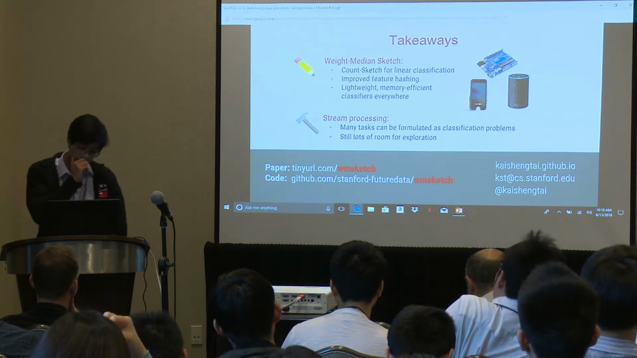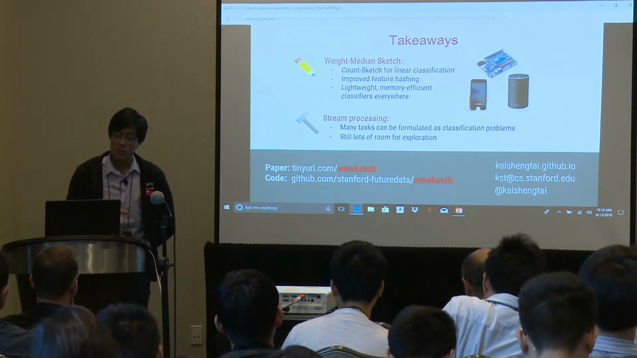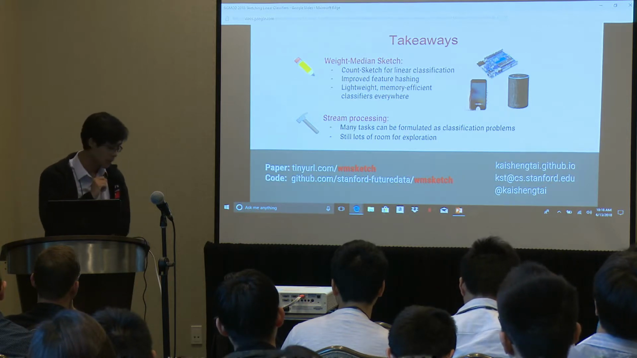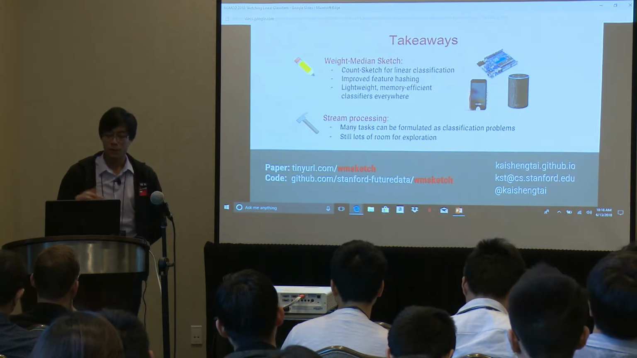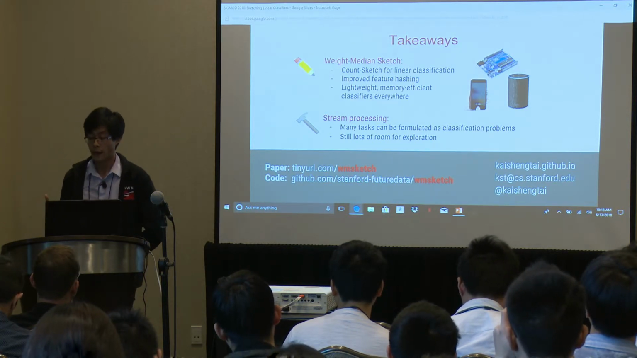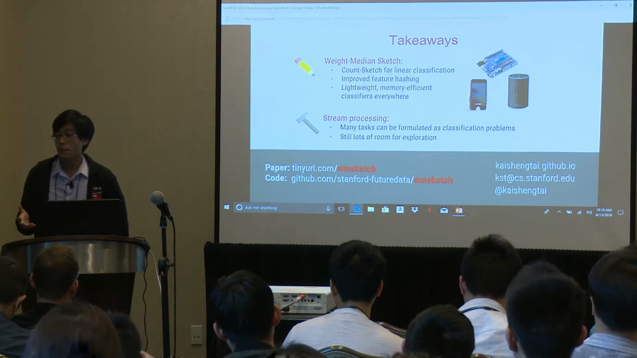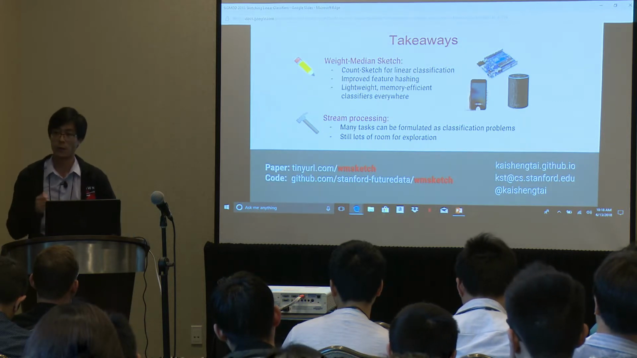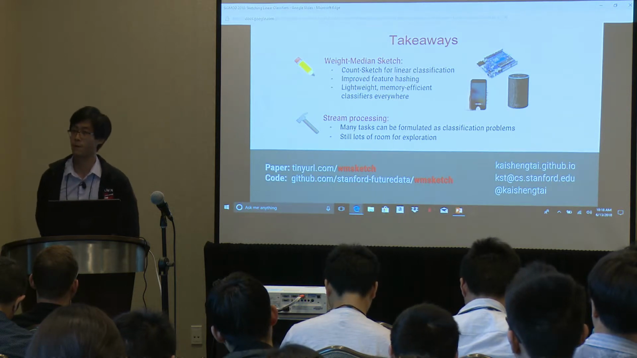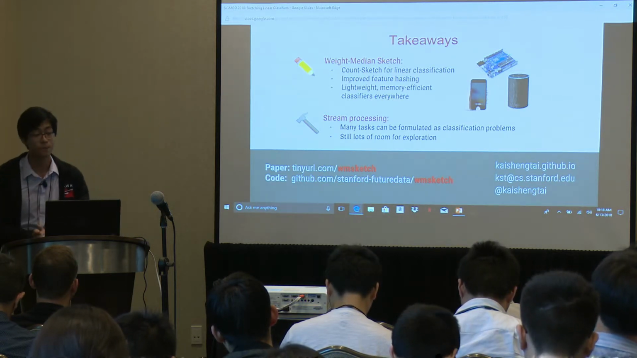The second main point is that a lot of tasks in stream processing can be cast as classification. And we find that for many tasks, we can realize significant improvements over existing approaches. There's still probably lots of room for exploration in this regard. So I encourage you to think, can your own stream classification task be cast as classification?